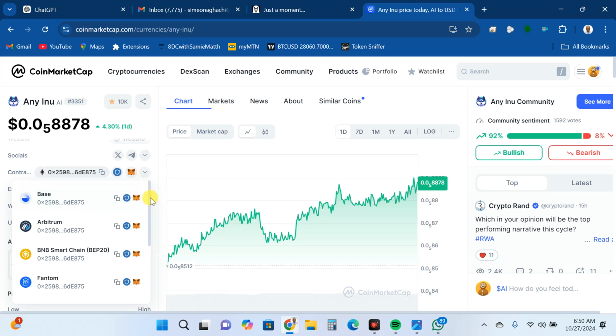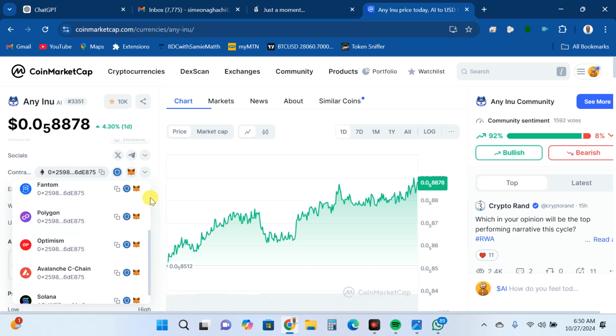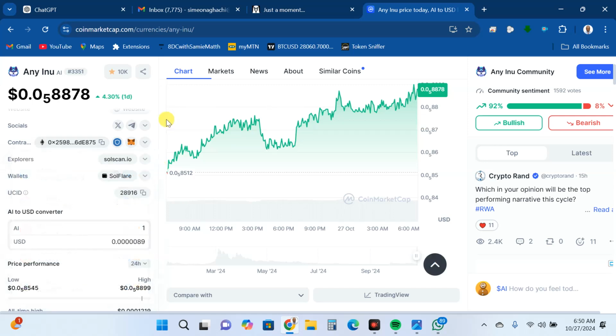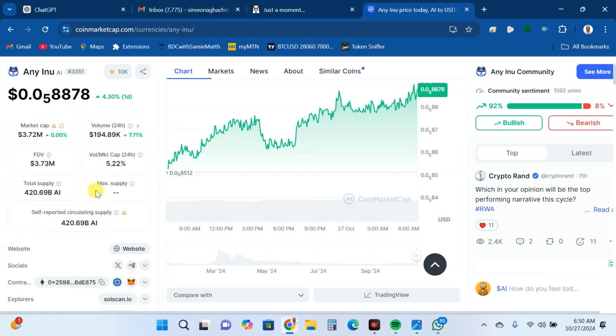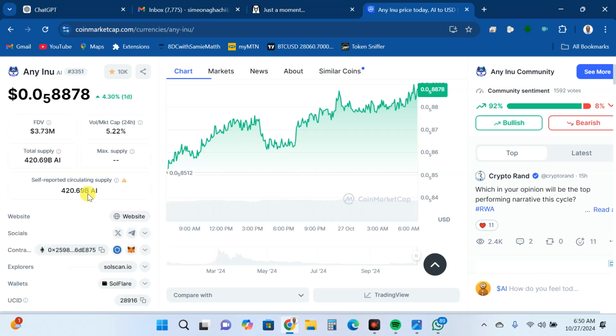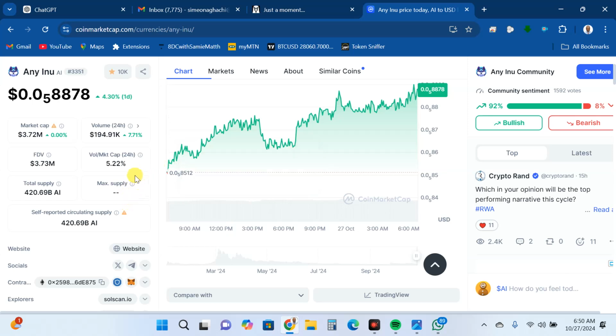It's on Base, it's on Arbitrum, it's on Binance Smart Chain, it's on Fantom, it's on Polygon, it's on Optimism, it's on Avalanche, it's on Solana. There are other chains that it's now existing on. And that's a very good project. When you have a project that exists on different blockchains, that project is huge, is big. That's one of the ways to know a project that is good. The team is strong, they are building strongly and consistently. So that is the contract.